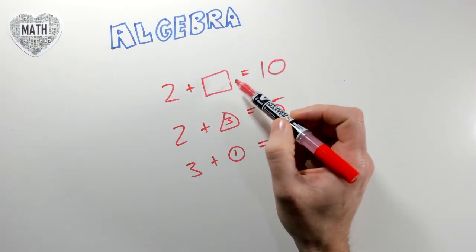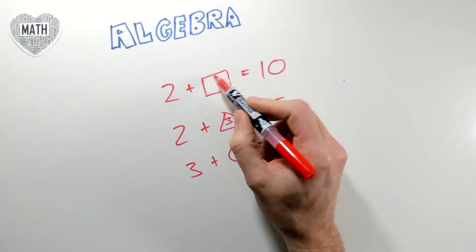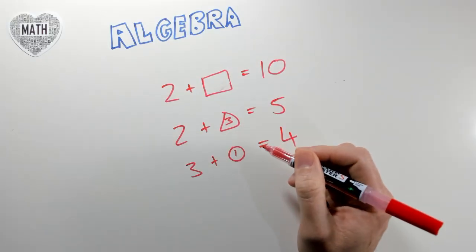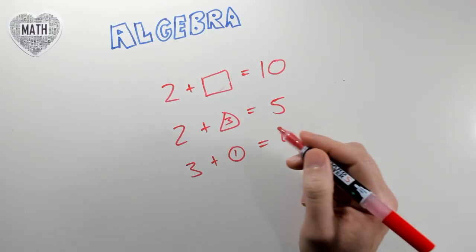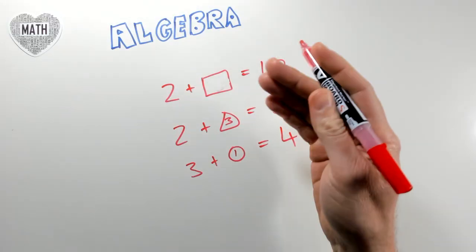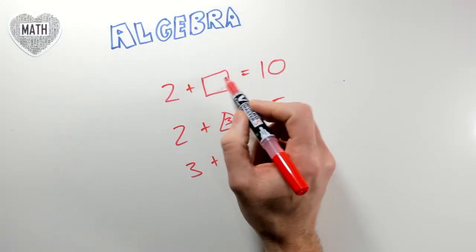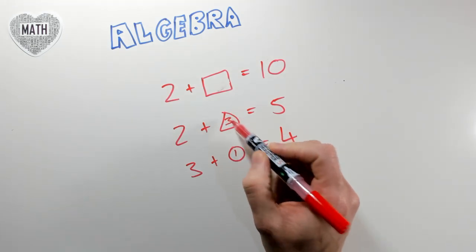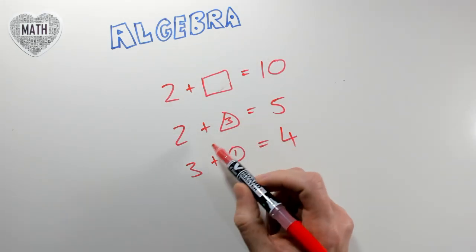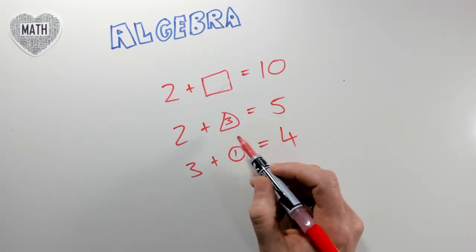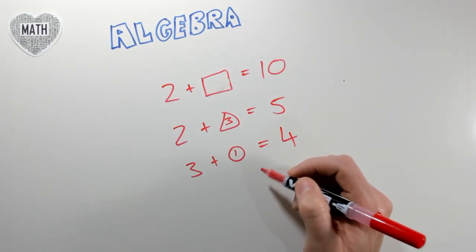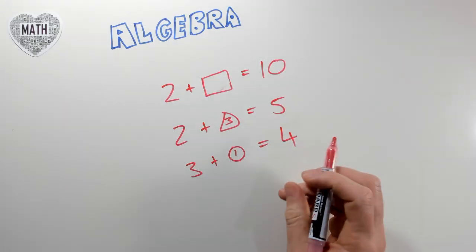So what algebra does, instead of us drawing shapes, is we use letters of the alphabet to show that there's another number that's going to be in that place. So instead of me having to draw a little box or a little triangle or a circle, you can imagine my handwriting is bad, and everyone's handwriting all over the world is going to be different, and we're going to run out of shapes. So luckily for us, there's a lot of letters in the alphabet that we can use.